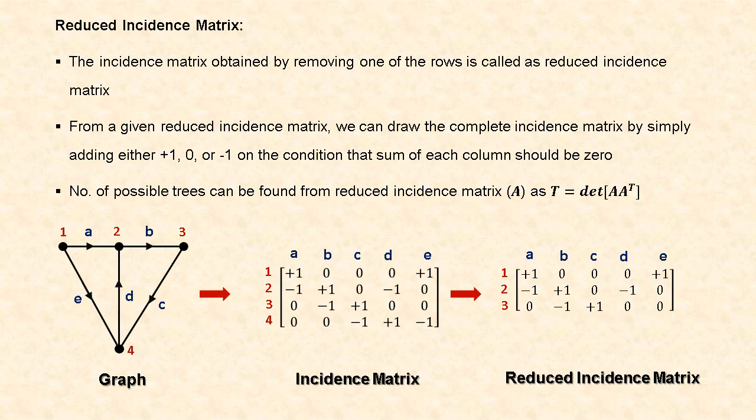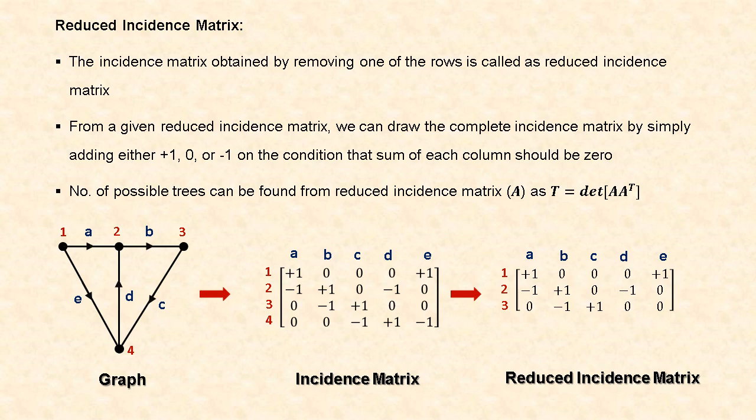Hence the incidence matrix has 4 rows and 5 columns. For node 1, the branch A is away from the node, so +1 value is given. Similarly, branch E is also away from node 1. Hence, it is also given +1 value. Other branches are not connected to node 1. Hence, they are given value 0.